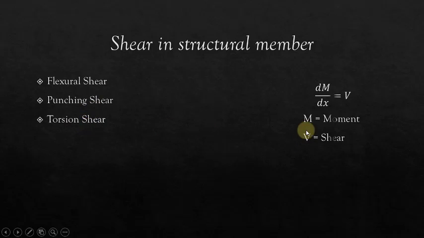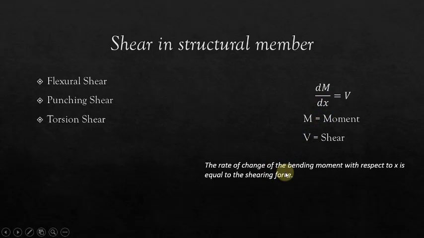You may be familiar with the relationship of moment M and shear force V in a beam, that is dM by dx equal to V. From this expression, we can say that the rate of change of the bending moment with respect to x, which is along the span, is equal to the shearing force. Thus, the shear associated with a change of bending moment along the span is known as flexural shear. Flexural shear is also commonly referred to as shear.